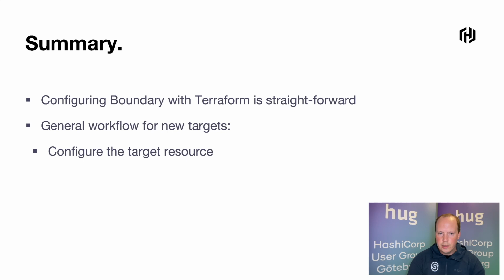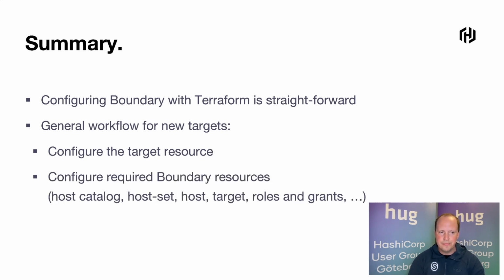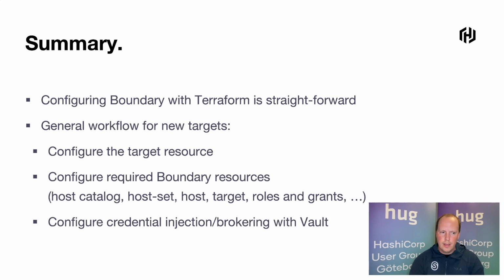First, you will configure the target resource, so this might be setting up a new EC2 instance, setting up a new database, setting up a Kubernetes cluster, for instance. Then you will configure the required Boundary resources. So most likely you will need to add host catalogs, host sets, hosts, targets, roles, etc. And you most likely will need to configure credential injection or brokering with Vault. So this will require some configuration in Vault as well.